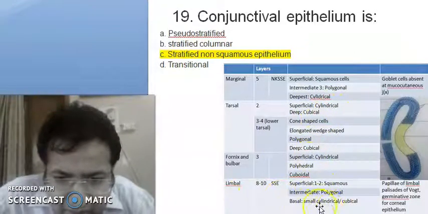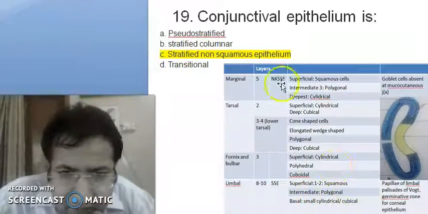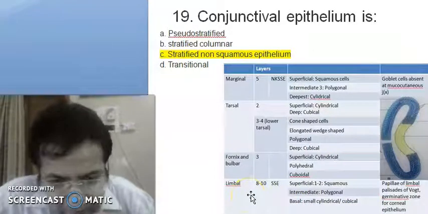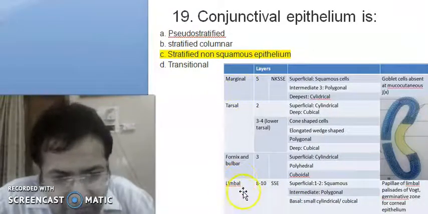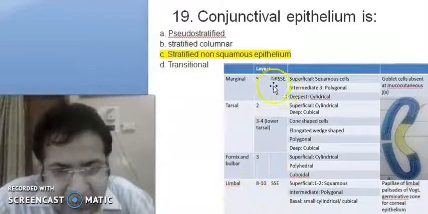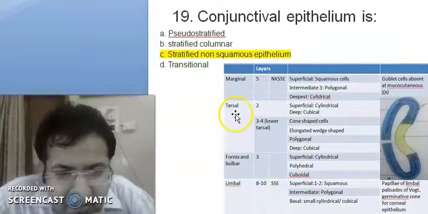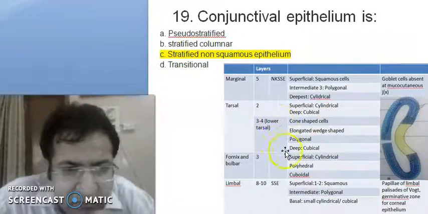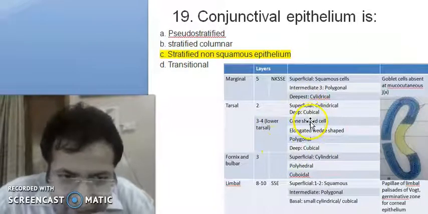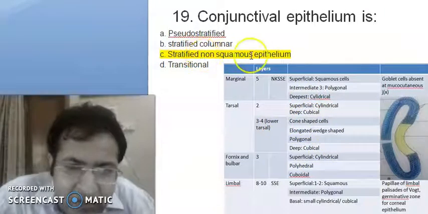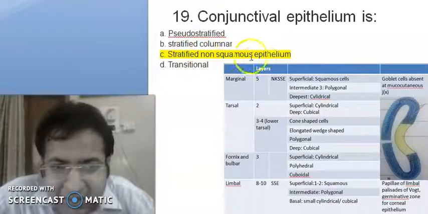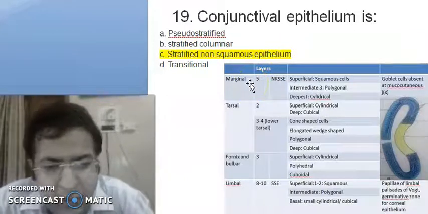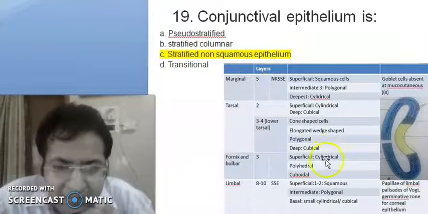But at the limbal, it is basal squamous. So the marginal and the limbal conjunctiva are stratified squamous epithelium. But the tarsal and the fornix, though not truly stratified columnar, are still stratified, and we can easily label them as non-squamous. We should not label it as purely columnar, but we can label it as non-squamous epithelium.